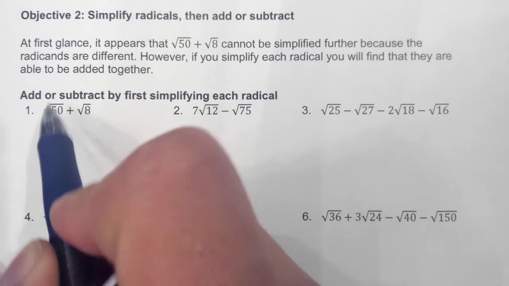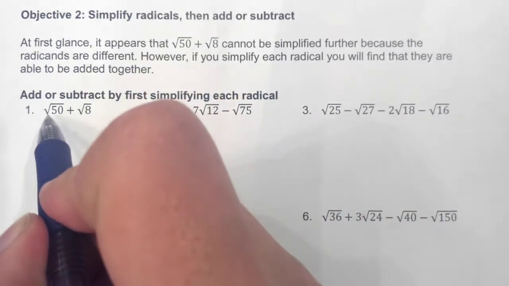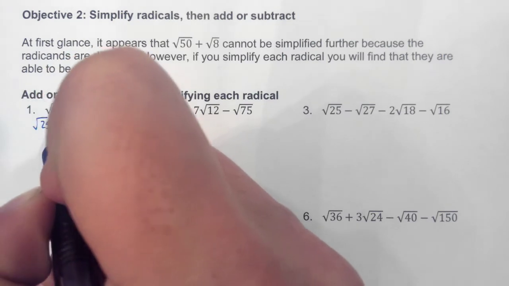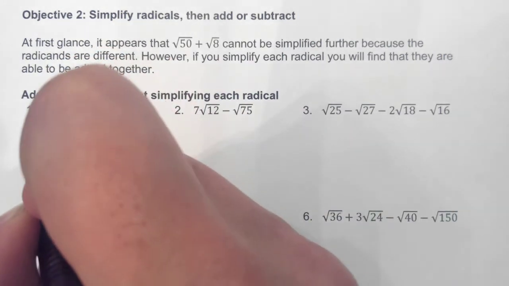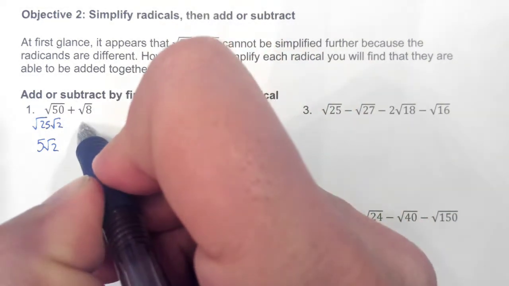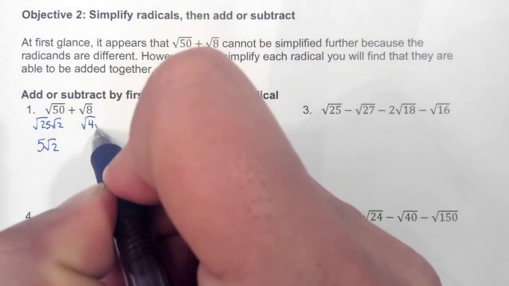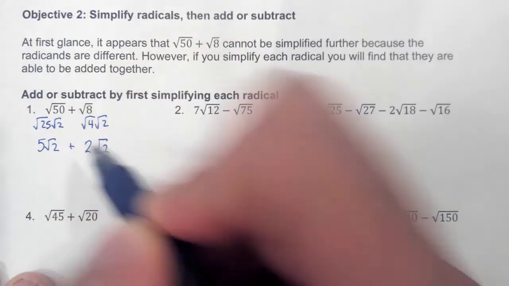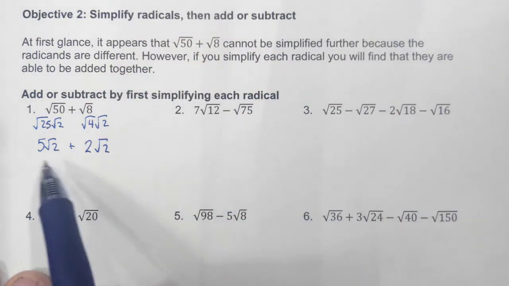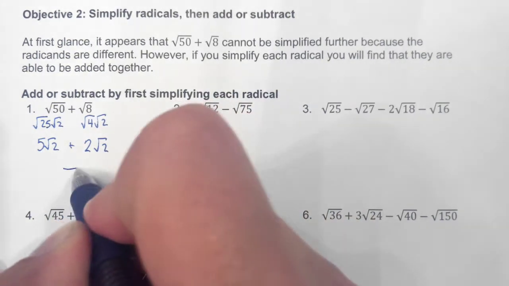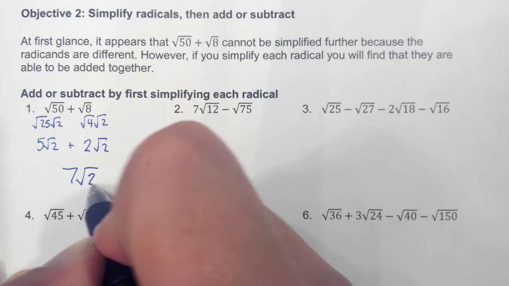So you just look at it and remember your perfect squares. What perfect square divides 50? That's 25. So 25 times 2 is 50. So that's 5 square root of 2 when simplified. The square root of 8, 4 times 2 is 8, and the square root of 4 is 2. So now that we've simplified those radicals, you see that they are alike. 5 square roots of 2 plus 2 square roots of 2 is 7 square roots of 2.